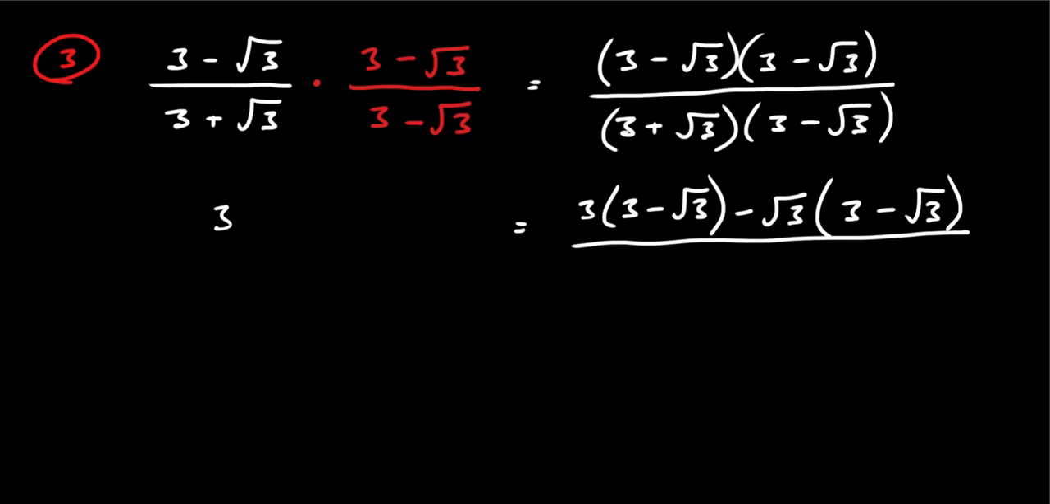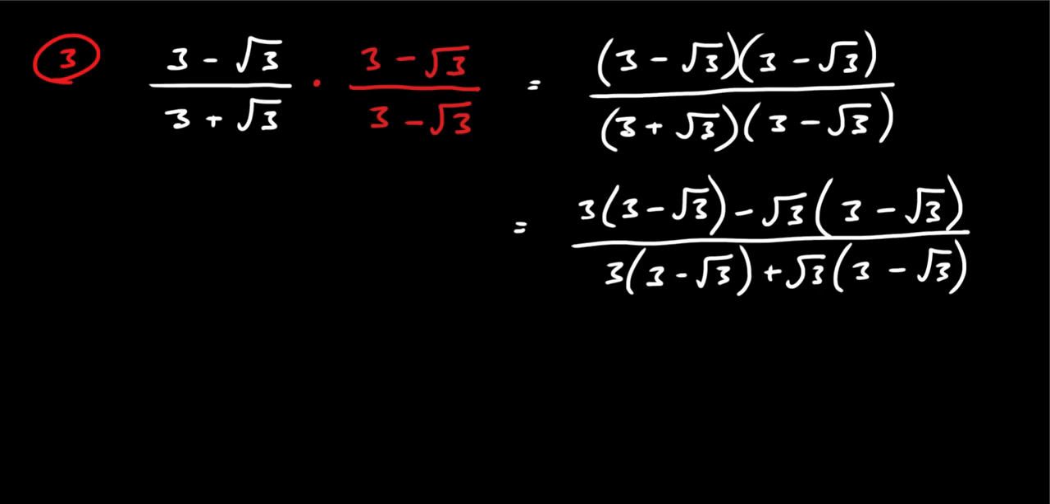Okay, so what we're going to do is we're going to take the 3. We're going to multiply that by the second bracket, which is 3 minus the square root of 3. I'm going to take this plus root 3. I'm going to multiply that by the second bracket, which is 3 minus root 3. Let's have a look what we get when we multiply all these brackets out. So 3 times 3, 9. 3 times minus root 3, minus 3 root 3. This one here then is minus times plus, which is minus 3 root 3. And then we have minus times minus, which is plus. Root 3 times root 3 is just 3.